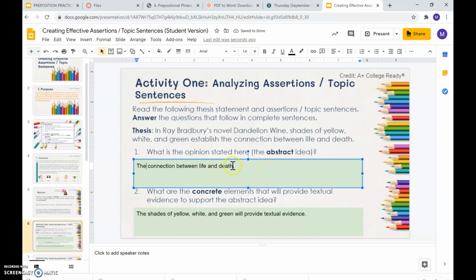What is the opinion stated here? The connection between life and death is the abstract idea. Number 2, this is easier because it's physical. That's my cat. What are the concrete elements that will provide textual evidence to support the abstract idea? He just got home from the vet too. He's not very happy. So what are the concrete elements that will provide textual evidence that supports what we just identified? What can we see? Well, I can see the shades of yellow, I can see the white, and I can see the green.